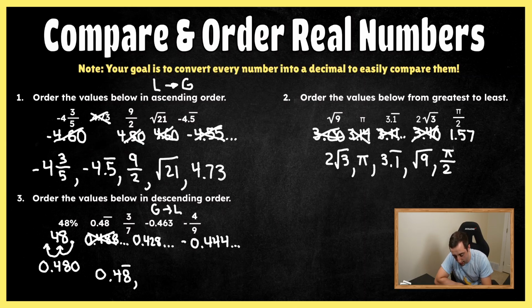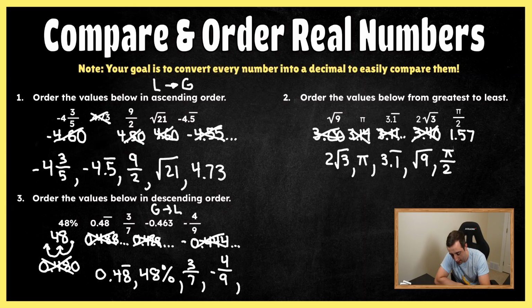And now on to the next one, 48% is going to be the next largest one. Then after that, the only one that could be next is the one that's not negative, which is 3/7. Now we're dealing with negatives. Which one is the least negative, which is going to be negative 4/9. And then finally, the smallest value or the most negative is going to be negative 0.463 or negative 463 thousandths. And those are the three examples I wanted to show you.